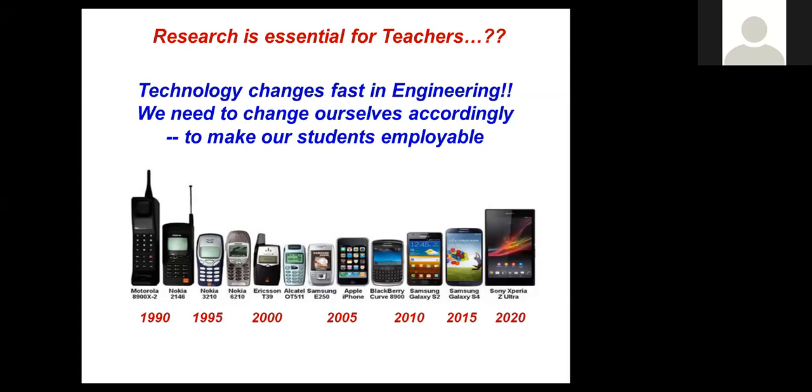Suppose you are teaching mobile technology. This is just an example. You studied the old technology, which is old now. This Motorola, it's a mobile. You joined in 2000, and then and now you are teaching the students the same subject, the same thing you studied in 1990. But students know what is happening in 2020. So they will have a feeling that my teacher is teaching what is already outdated.